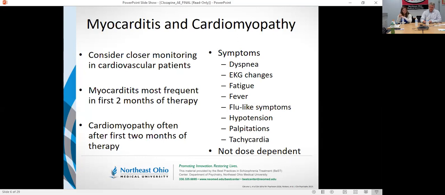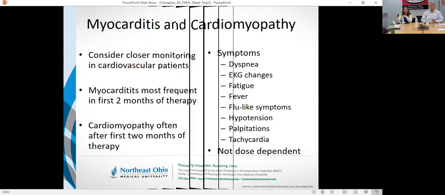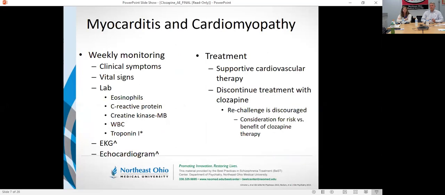From a prevention standpoint, there are not specific things that can be done. So it means screening patients that do have a cardiovascular history and monitoring closely for symptom development. If there's shortness of breath, or patients start complaining of flu-like symptoms or palpitations, it is recommended that you consider doing a workup for myocarditis or cardiomyopathy, depending where you are in treatment. This is not dose dependent. It could happen at any particular point in therapy.